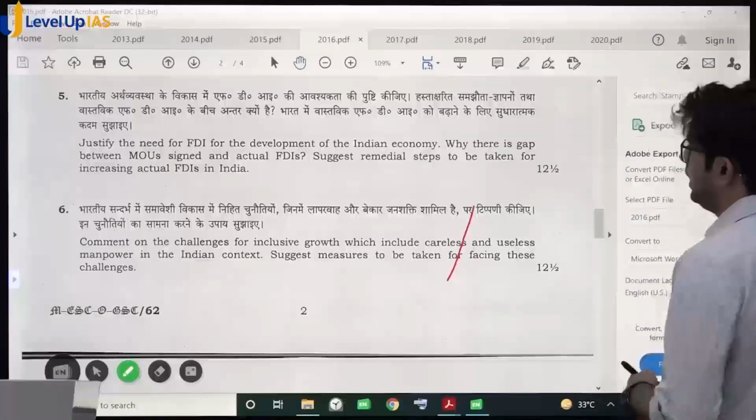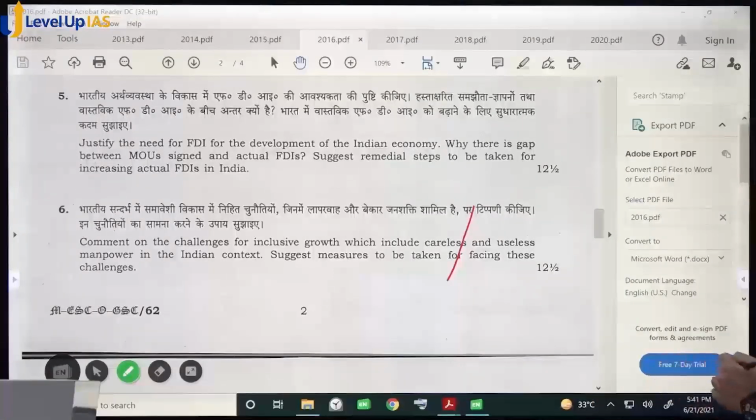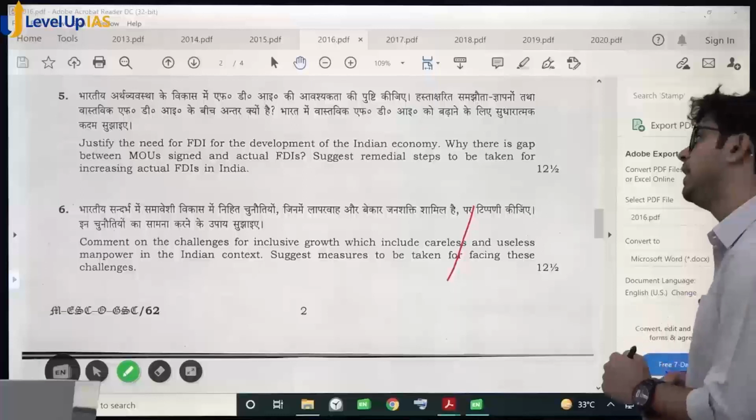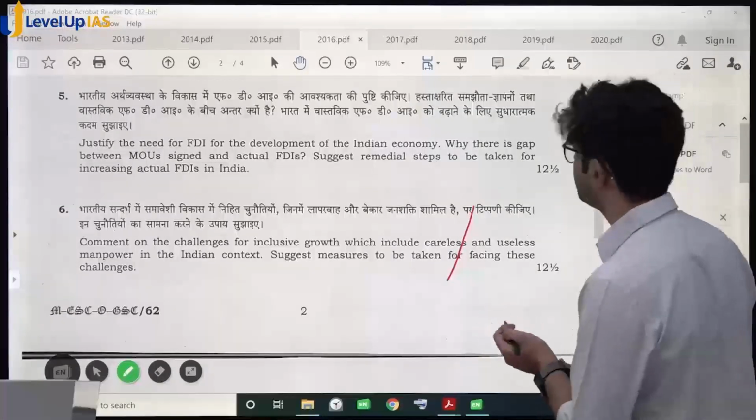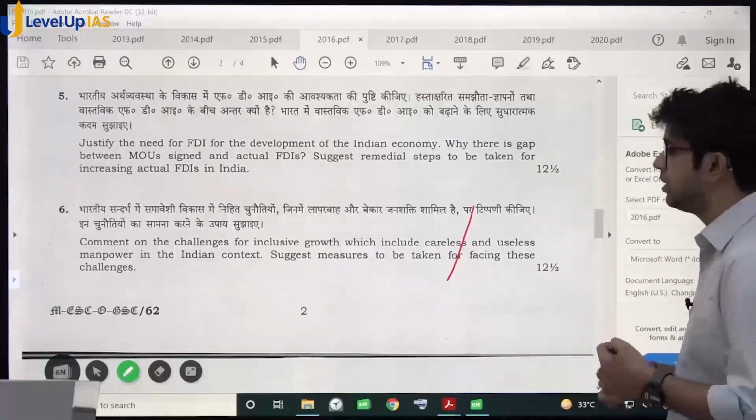Justify the need for FDI for the development of Indian economy. Why there is a gap between MOUs signed and actual FDI. Suggest remedial steps to be taken for increasing actual FDIs in India.